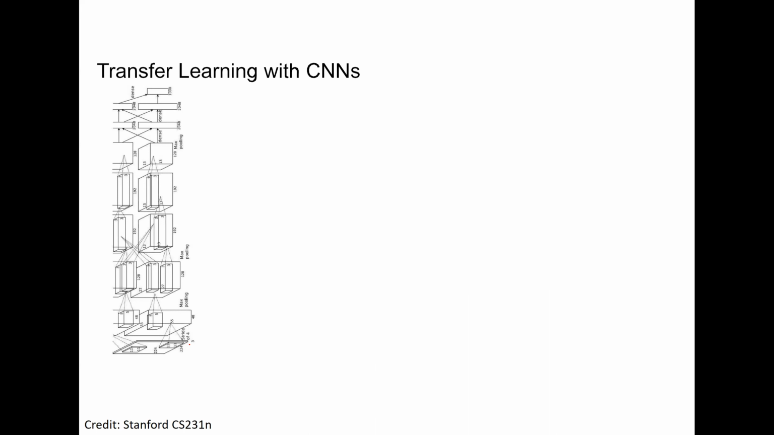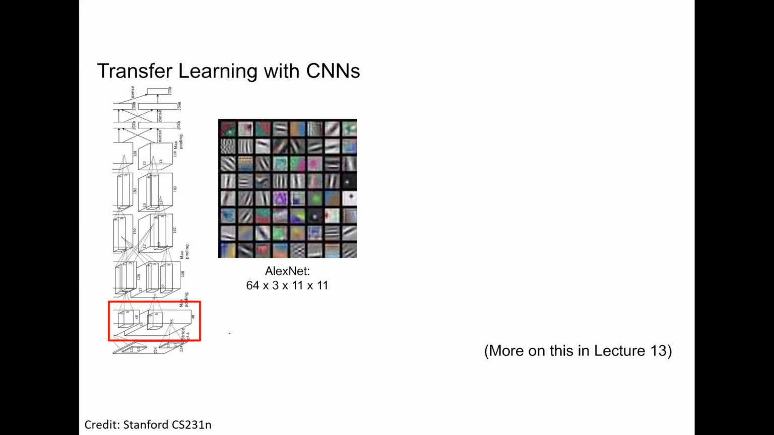This is the architecture of AlexNet. And when we visualize the filters at the early stage, this is the input, and this is the output, class scores. And the early stage filters look like this. As you can see here, it's about edges and very low level features.